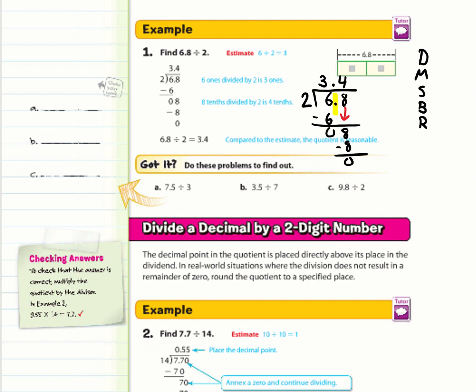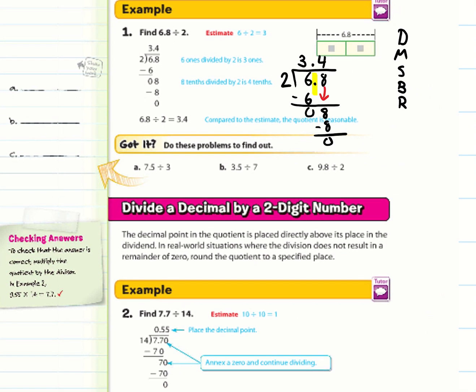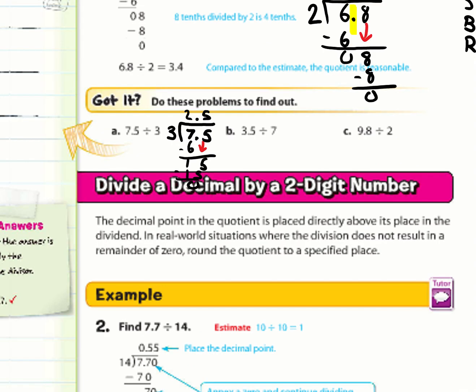So go ahead and try the got it, the A, B, and C. So go ahead and pause the video and see what you can come up with. So here's the answer for A. So 7.5 divided by 3 is going to be 2.5.